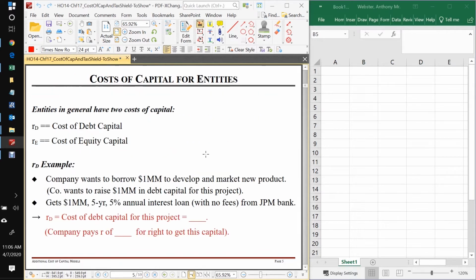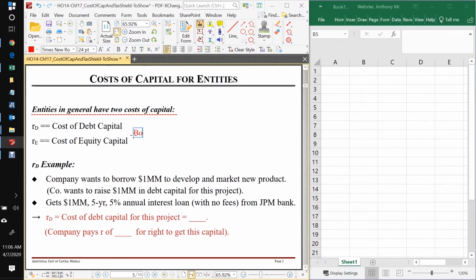Okay, so with those reminders in our back pocket, let's move on to costs of capital for entities. And in general, entities have two costs of capital. One is going to be for debt, right? If they borrow, if they issue bonds, things like that. And the other is going to be for their stock, if they issue new stock, et cetera, et cetera.